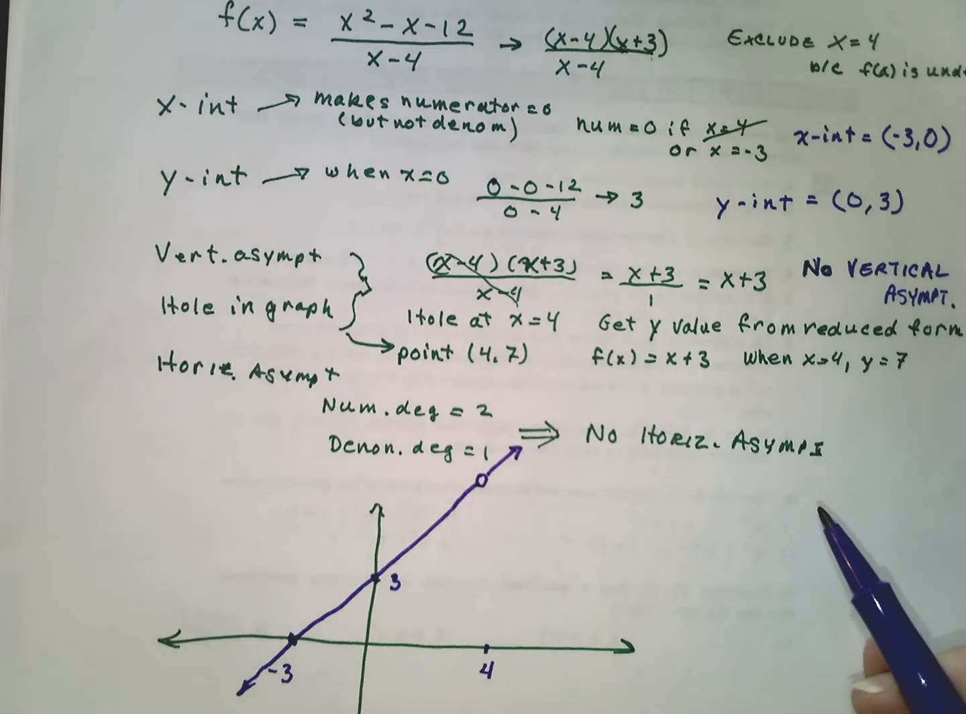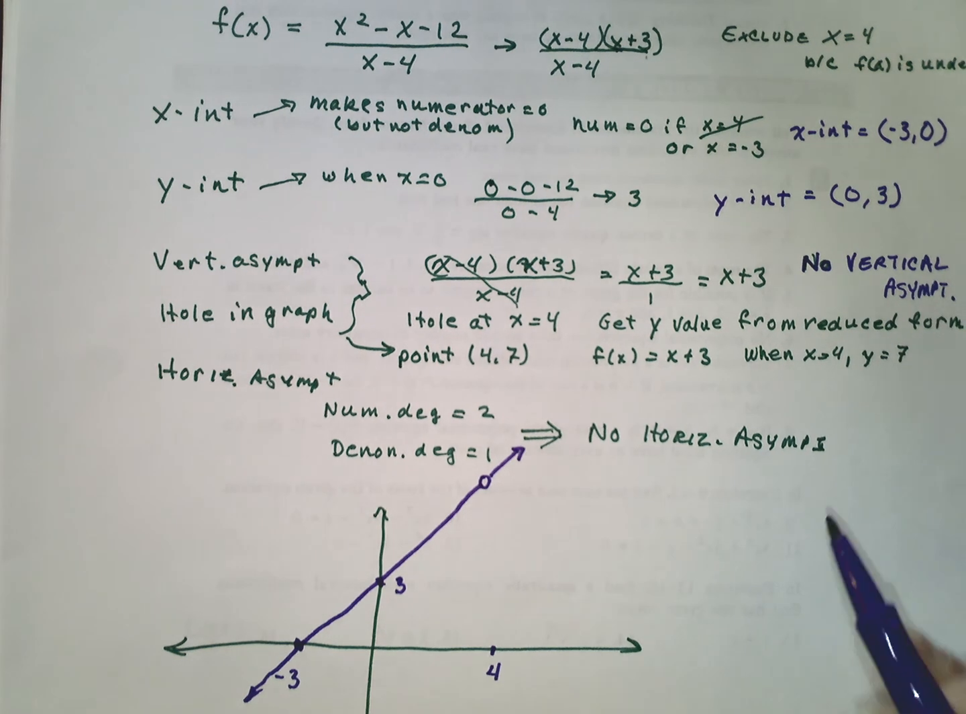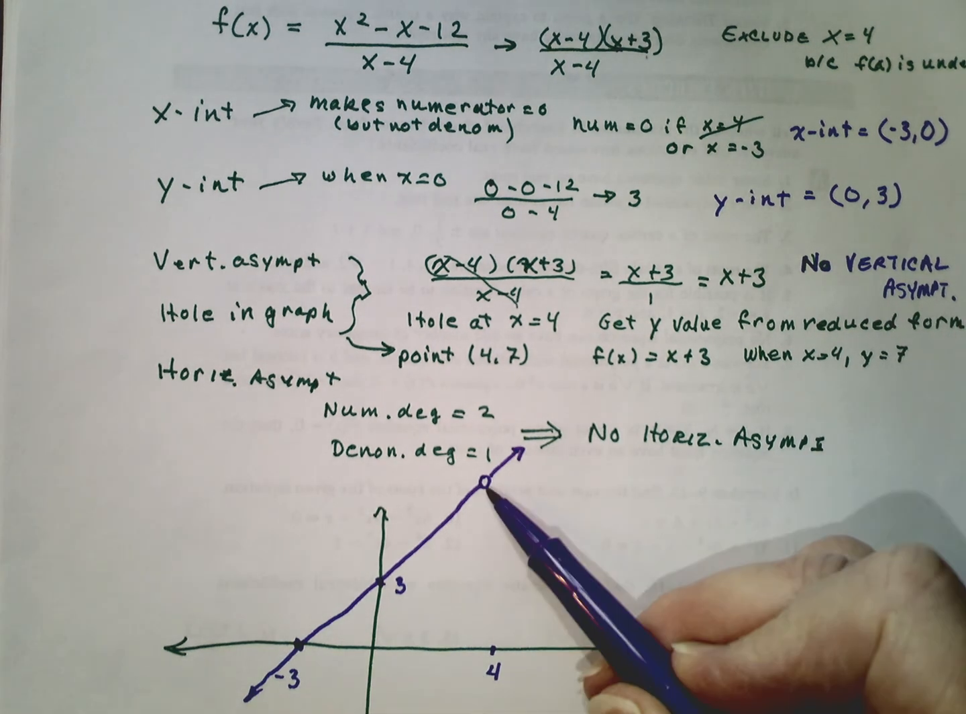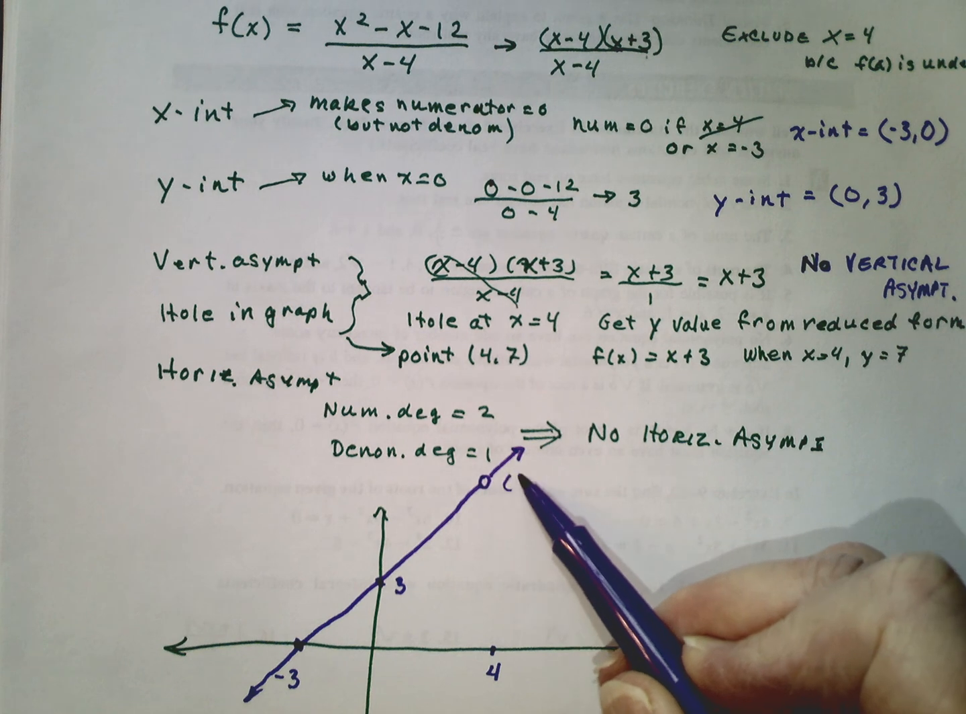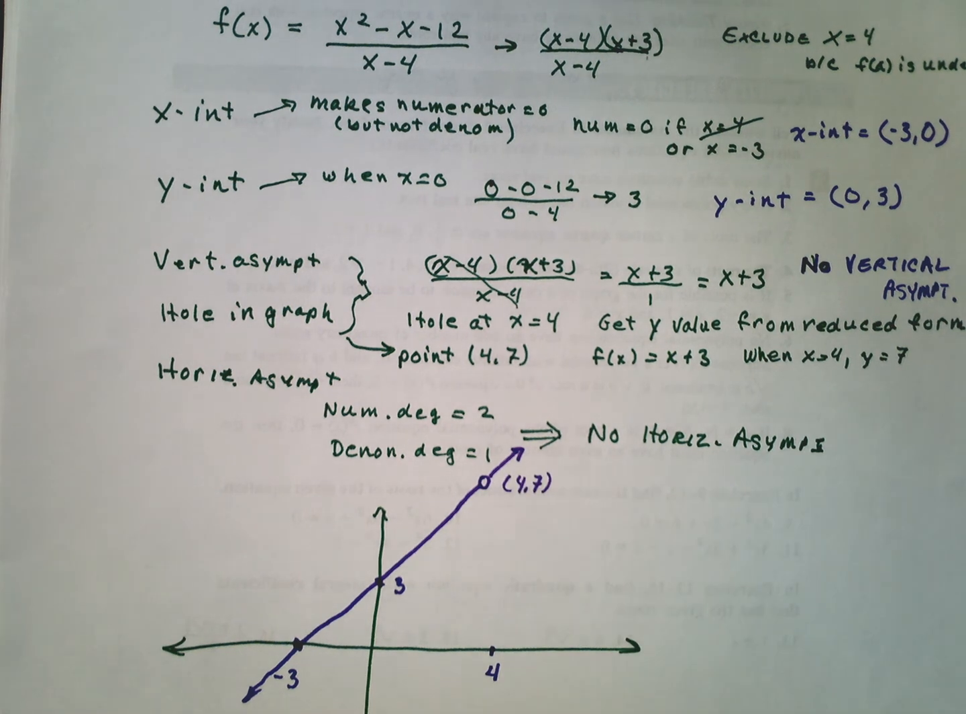And that was totally off the sheet. I apologize. I wasn't paying attention. So we'd have the x-intercept here, the y-intercept here, a hole in the graph at the point (4, 7), and the rest of the graph's just a straight line.